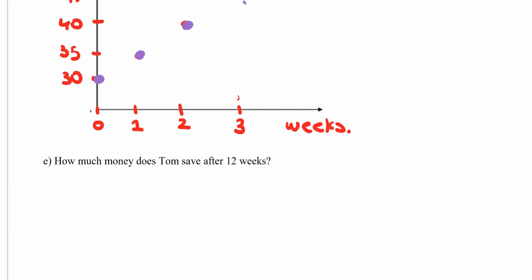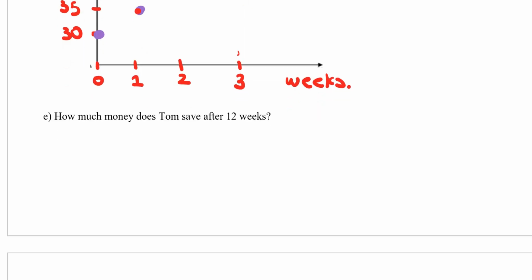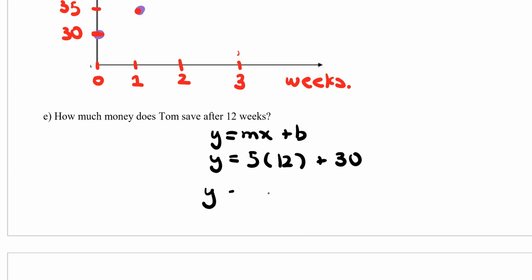Okay, how much money does Tom save after 12 weeks? Well, we have y equals mx plus b. We know the slope is 5, we know the number of weeks is 12, and we know the y-intercept is 30. So 5 times 12 is going to be 60, plus 30. Tom would have $90 after he saves for 12 weeks. Okay, that's it for that one.